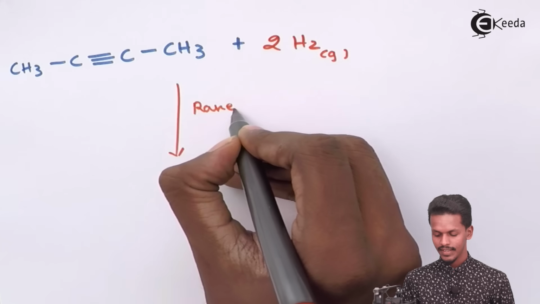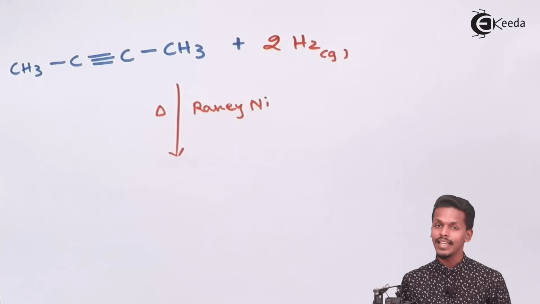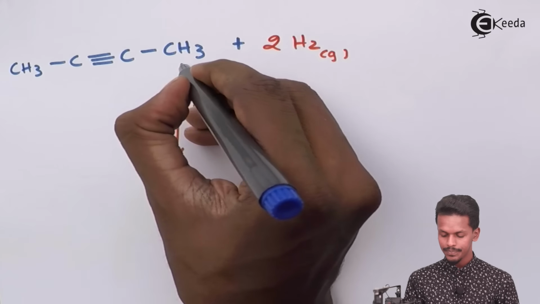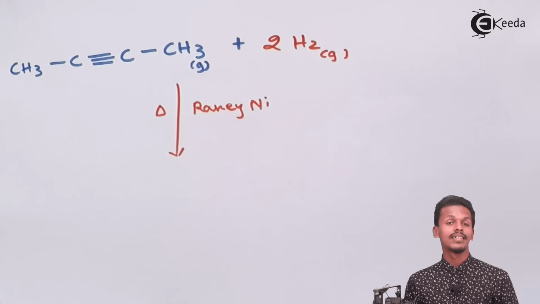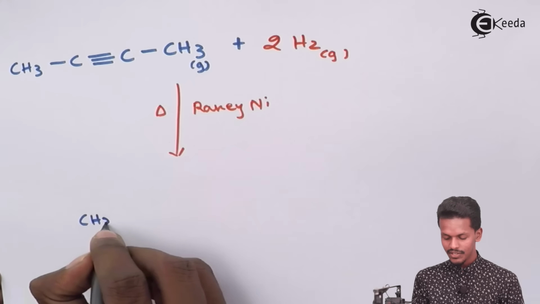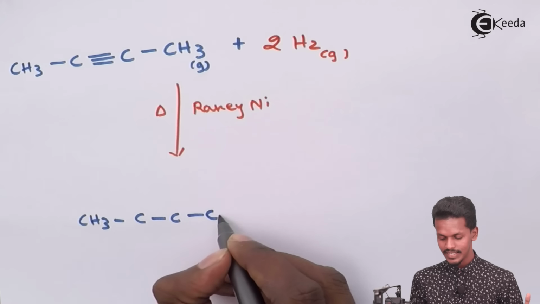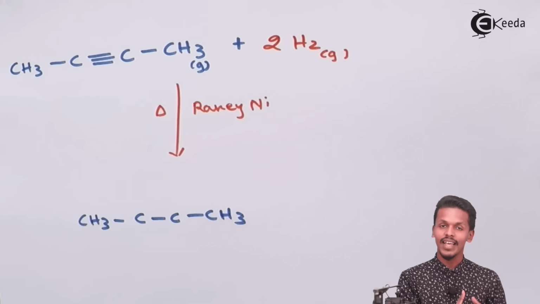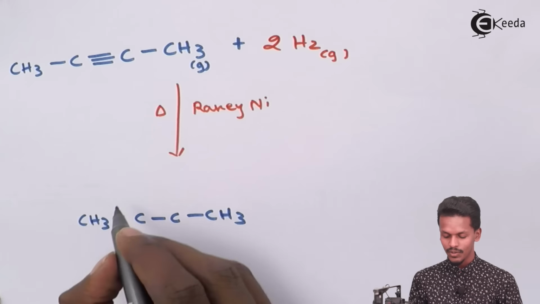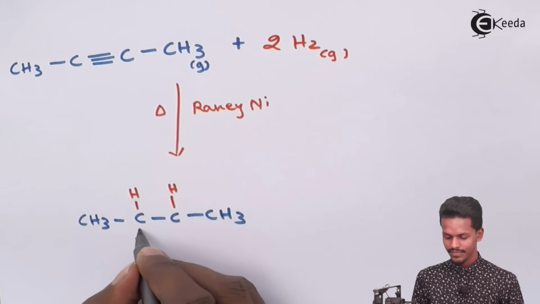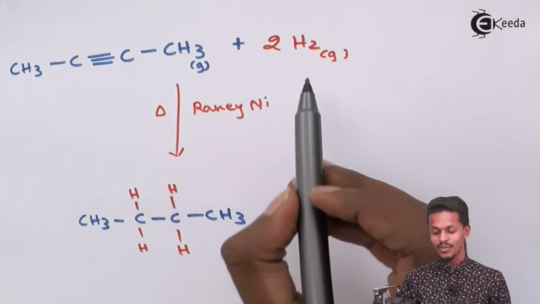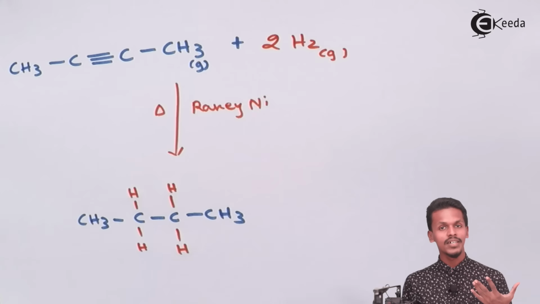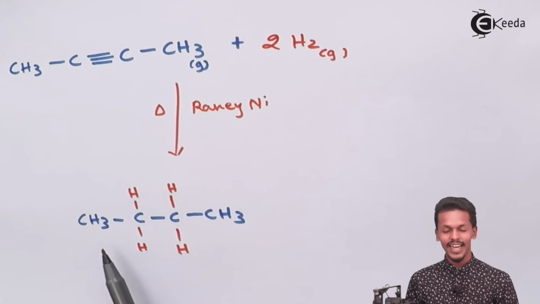and in the presence of a catalyst, that is nickel, and we will do it in a hot condition, or warm the reactants. So the product we get is CH3 C single bond C CH3. In this case there are 4 hydrogen atoms, so 4 hydrogen atoms will attack the unsaturated carbon bond, and the product would be in this form. This is the introduction of the 4 hydrogens in the carbon-carbon triple bond, making it a carbon-carbon single bond, and these are the hydrogens that we have.